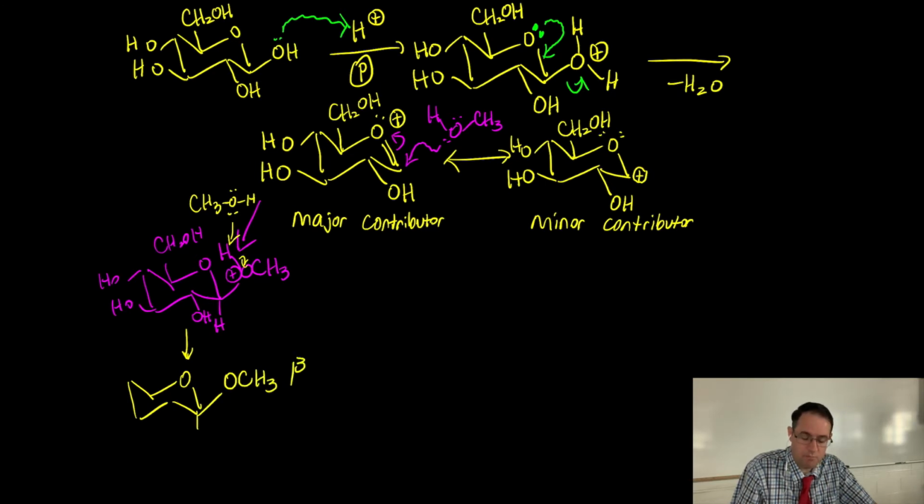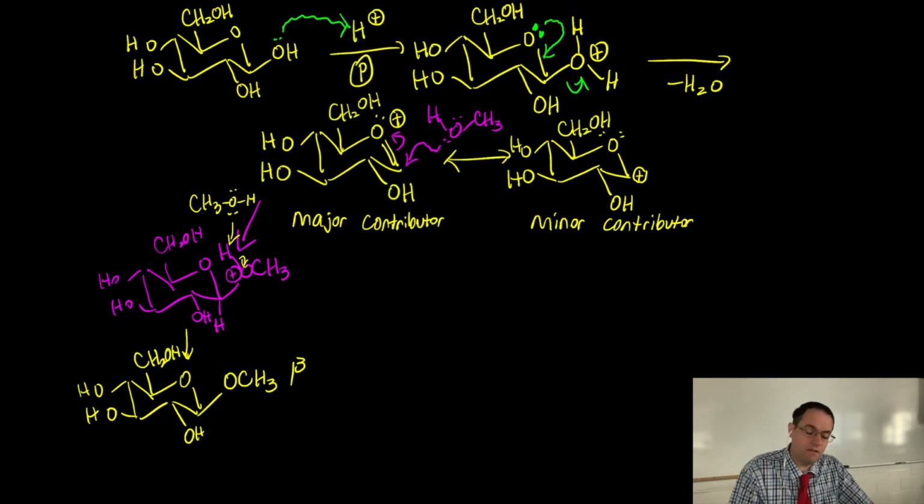Okay? Beta means going up. I'll not draw that hydrogen pointing down. All right, so we got all of these OHs here, and we're done. We don't need to draw anything else there. That's the beta isomer. Okay?